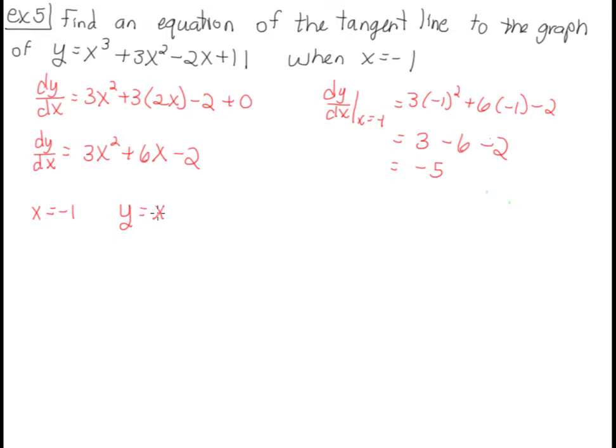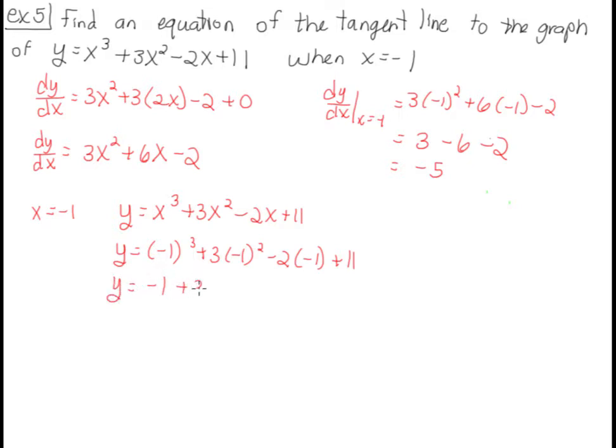But I only know the x value of my point, so I need to find the y value of my point. So I go back to my original equation, which was y is equal to x cubed plus 3x squared minus 2x plus 11. And I evaluate this function at -1. So I replace every x with -1. And I find that the point of tangency is x is equal to -1 and y is equal to 15.